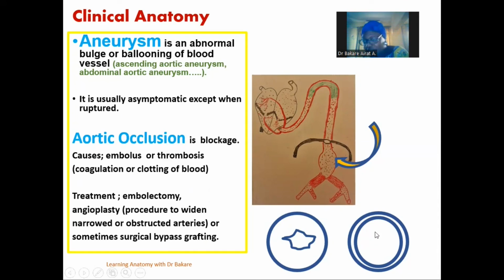This is the normal configuration, and this is when an occlusion occurs. You can see that the lumen here is wider than this, and the quantity of blood, of course, that will flow through this will be more than this. And basic treatment is embolectomy or angioplasty. And these basically are procedures that are used to widen the lumen of the blood vessels so that more blood can flow through it. Sometimes surgical bypass grafting can be done to rescue the situation.